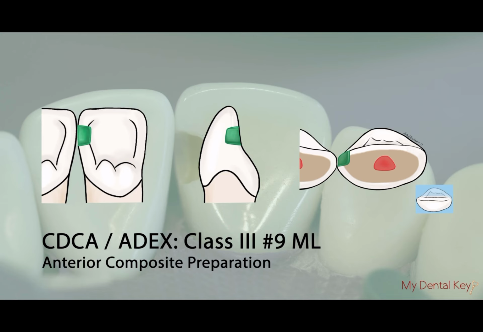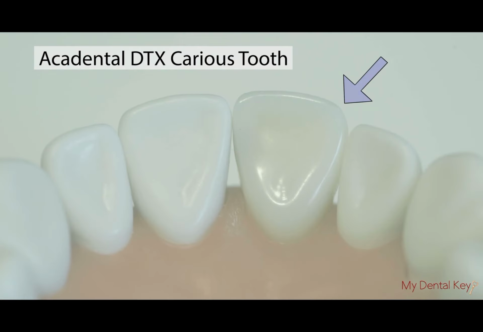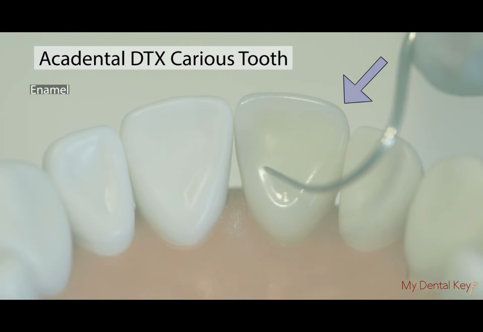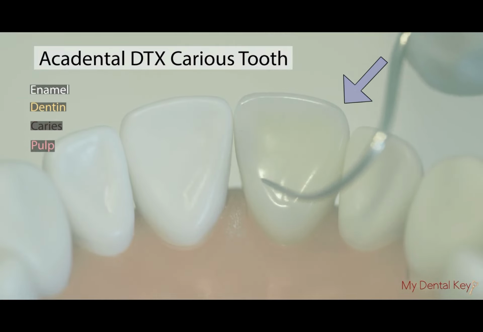To fully prepare for the exam, review the candidate manual administered by the CDCA and ADEX. The tooth we are using today is the number 9 Accidental DTX tooth, which is similar to the Confidant tooth, but not exactly the same tooth used on the CDCA exam. This tooth does still have simulated enamel, dentin, caries, and pulp.